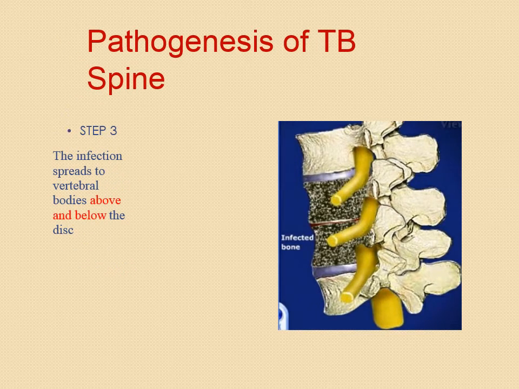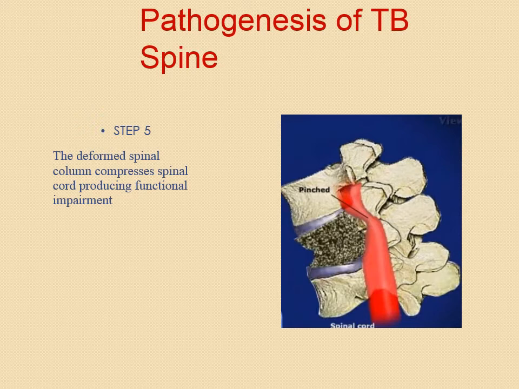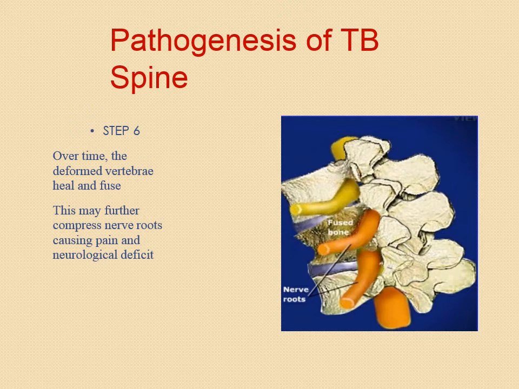Step 3. The infection spreads to the vertebral bodies above and below the disc. Now step 4, the bone weakened by the infection collapses under the weight of the human body. Now step 5, the deformed spinal column compresses the spinal cord, producing functional impairment. Step 6, over time the deformed vertebral bodies heal and fuse. This may further compress nerve roots, causing pain and neurological deficits.